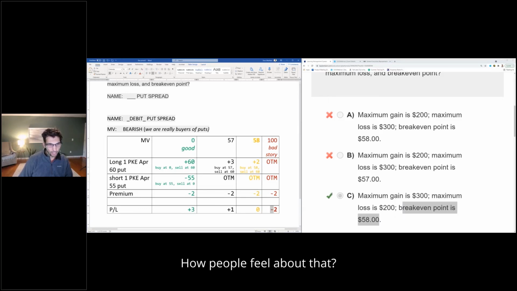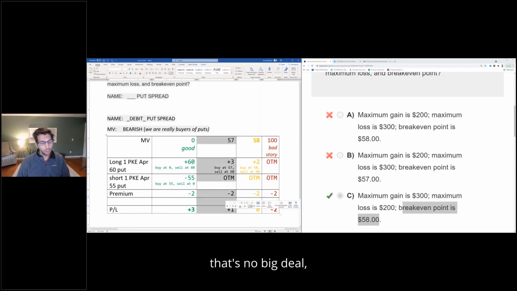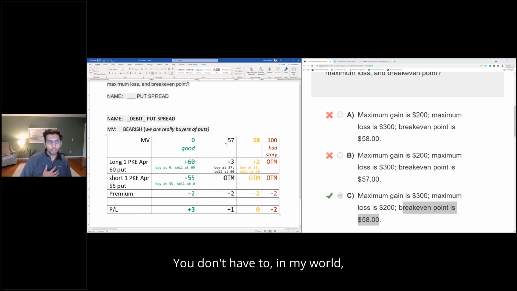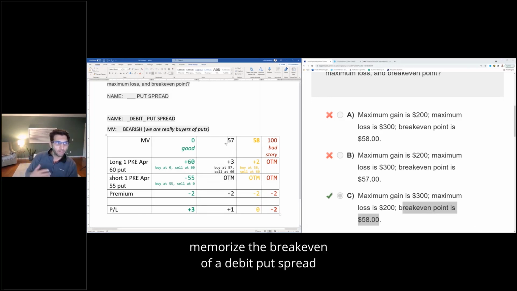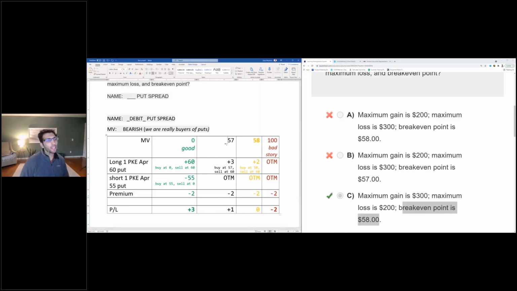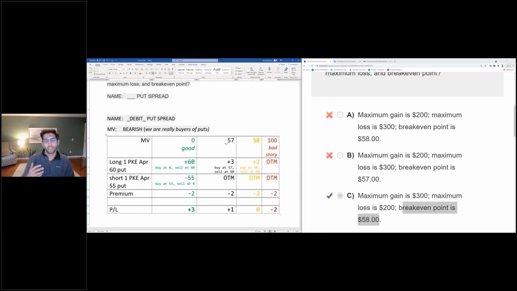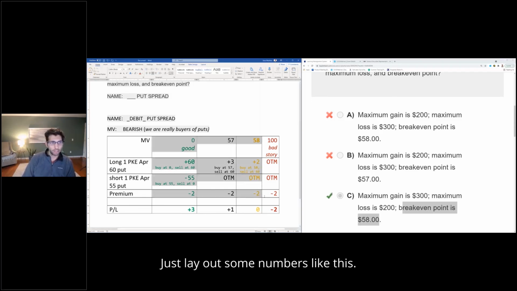How people feel about that? Could people follow along? Some of you were following along nicely. And if you thought 57 was your break even, that's no big deal because you just run the numbers. You don't have to, in my world, memorize that the break even of a debit put spread is the net premium subtracted from the dominant strike, because that's hard to remember. But you know what's easy to do? Just lay out some numbers like this.